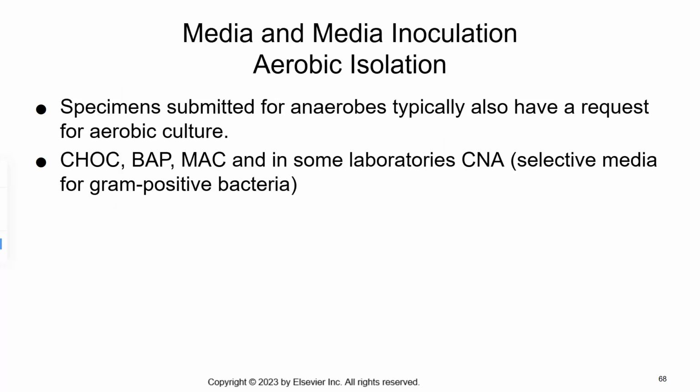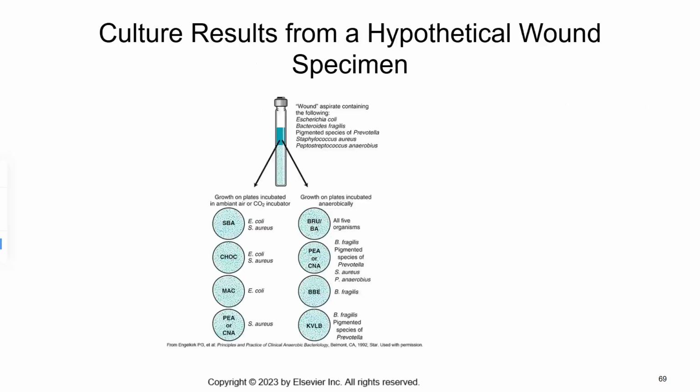Specimens submitted for anaerobes typically also have a request for aerobic culture. And if it has an aerobic culture request, you would put those on chocolate, BAP, blood agar plate, MacConkey, and in some laboratories, CNA, selective media for gram-positive bacteria. Here's the culture results from a hypothetical wound specimen. It's kind of interesting to take a look at, so you can go ahead and review this diagram.